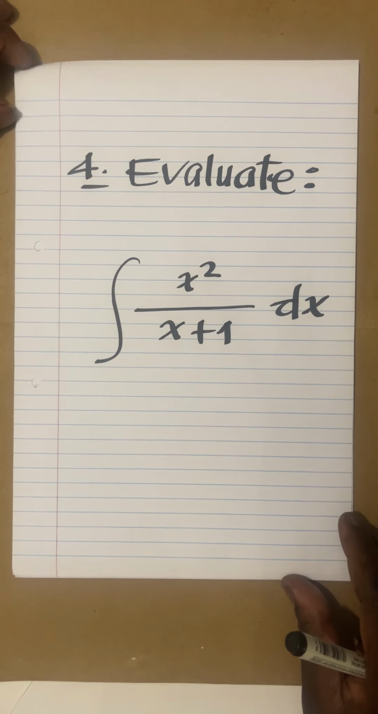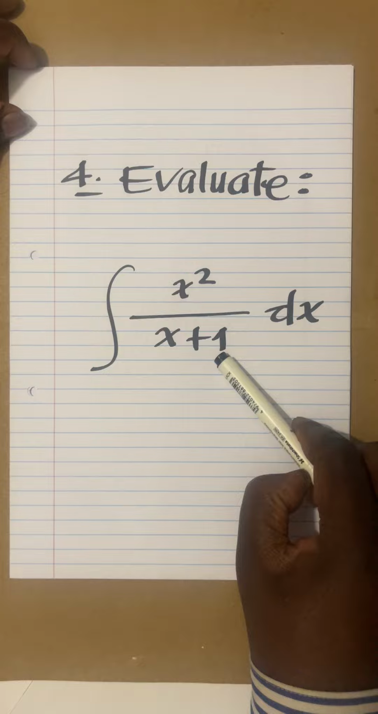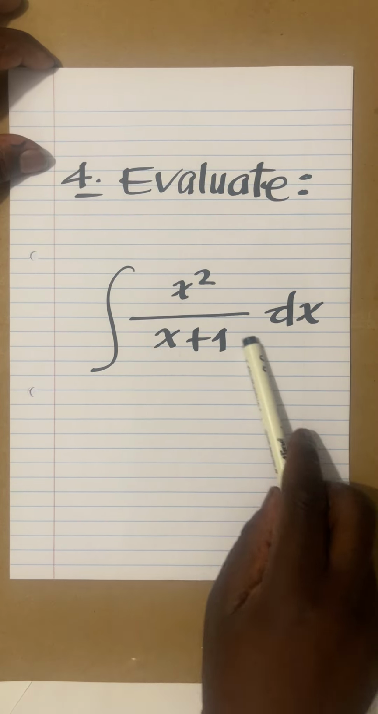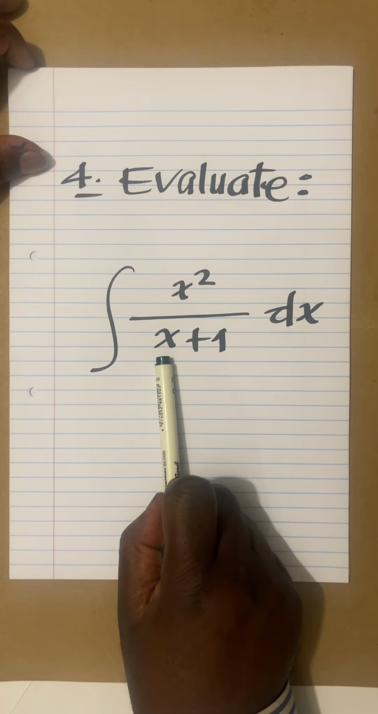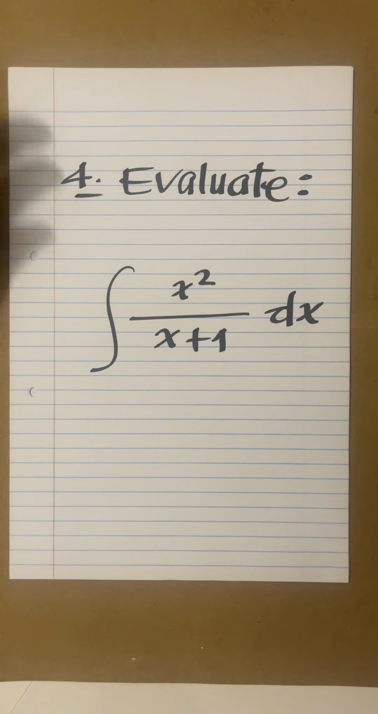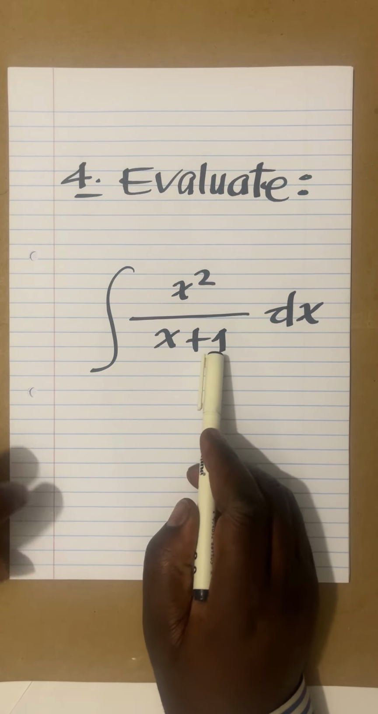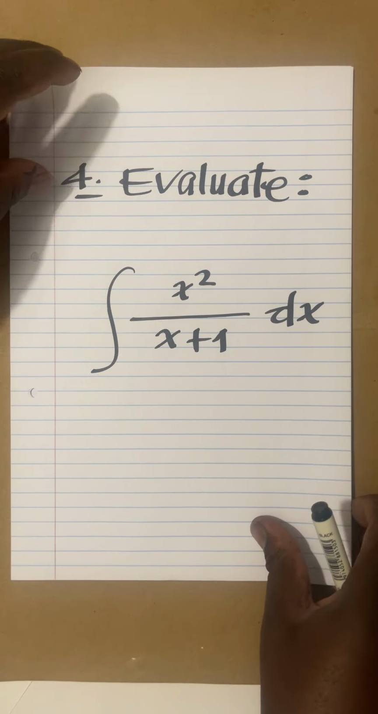Integral number 4. We're supposed to evaluate the integral of x squared over x plus 1 dx. Now, again, if I differentiate the denominator, I'm going to get 1, because the derivative of 1 is 0 and the derivative of x is 1. But I have x squared in the numerator, so I must do something in the numerator. So what am I going to do? By looking at x plus 1 here, I have to take advantage of what we call the difference of two squares.